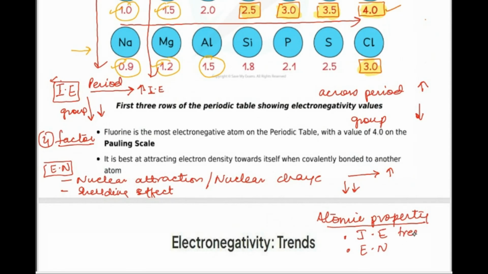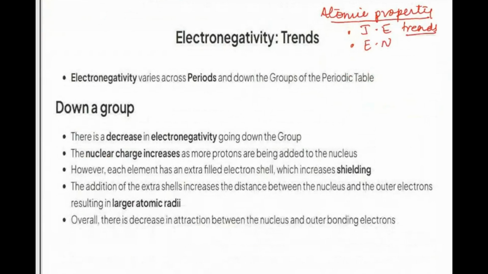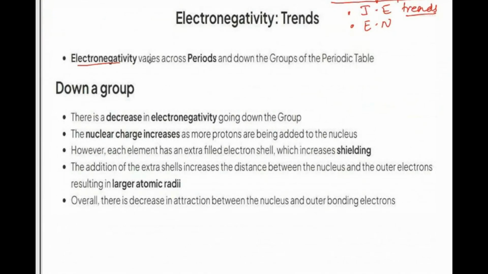And they both had trends, and these trends we can explain on the basis of factors. Now let's talk about these factors. Electronegativity varies across the period and the group, and the examiner will ask you why. When it moves across the period it increases, and down the group it decreases. They will ask why so. What is the reason?